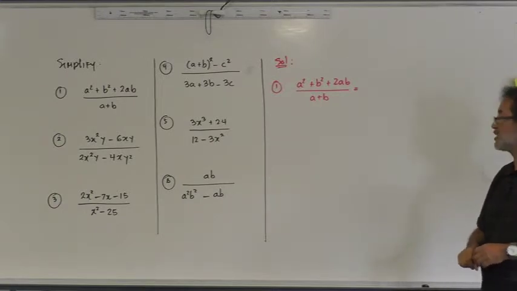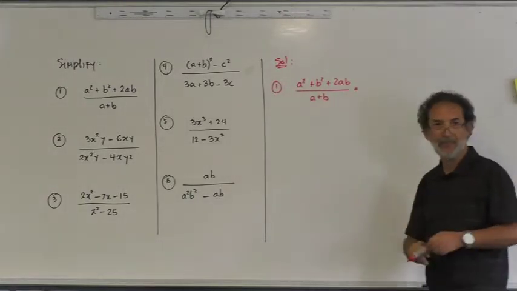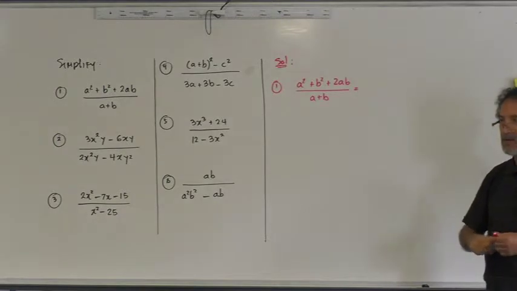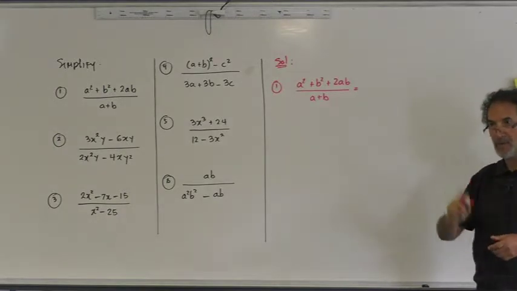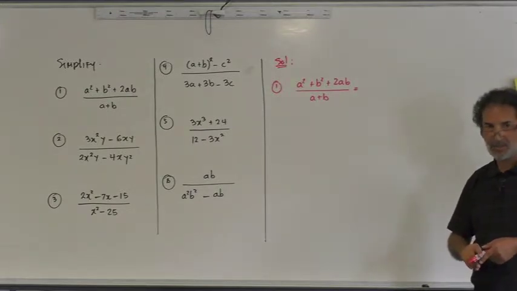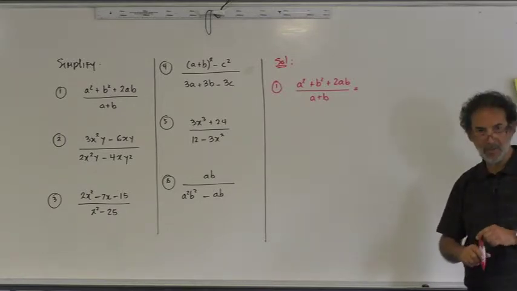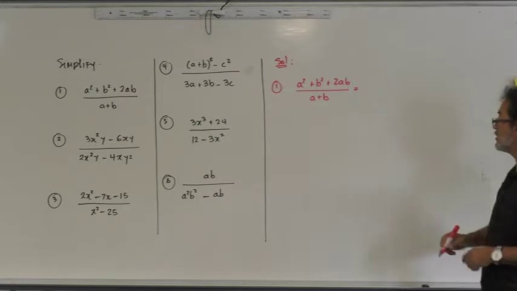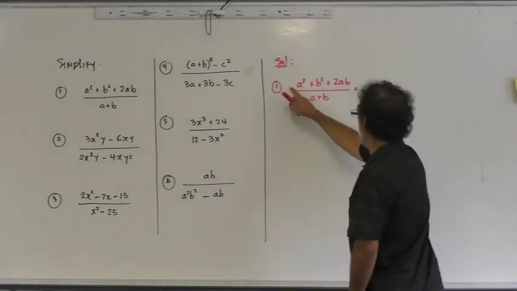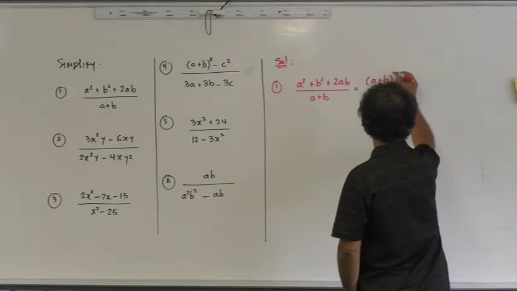A squared plus b squared plus 2ab. Can you see that this is something that we know, but in a different order? It's a perfect square. So it's not the difference of 2 squares, it doesn't look like a plus b multiplied by a minus b. So this is a perfect square, and we know that this is the same as a plus b squared.